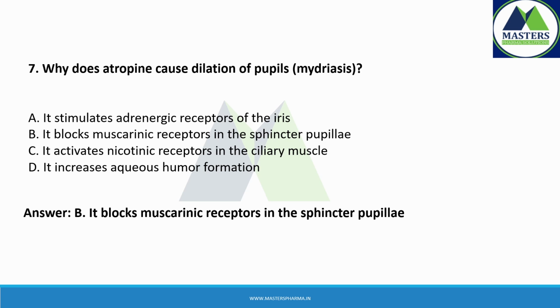Option A. It stimulates adrenergic receptors of the iris. Atropine does not stimulate adrenergic receptors. Option C. It activates nicotinic receptors in the ciliary muscles. Atropine does not act on nicotinic receptors. Option D. It increases aqueous humor formation, not related to the pupil. So it is also not a correct answer. Now the correct answer is option B.